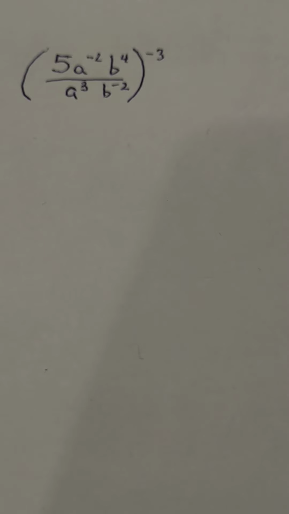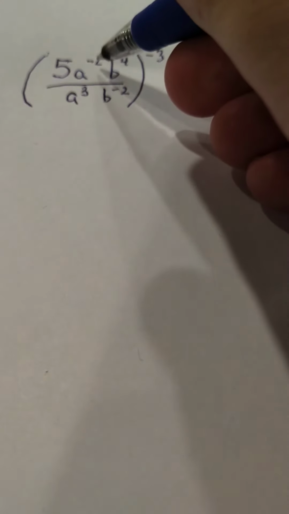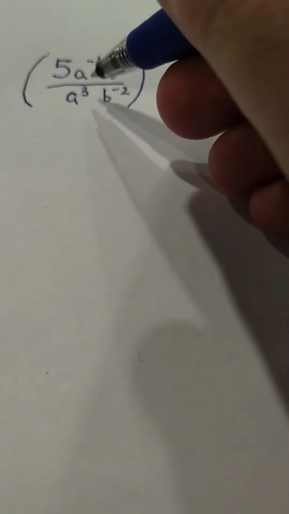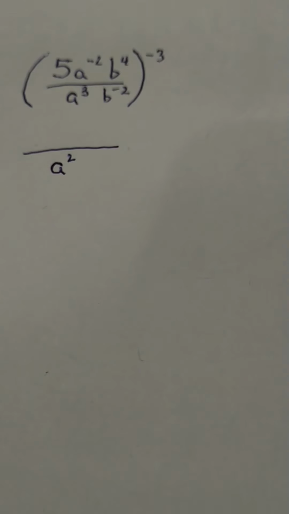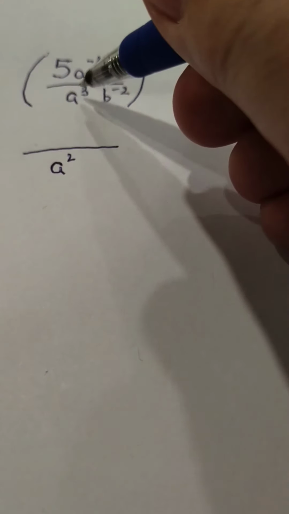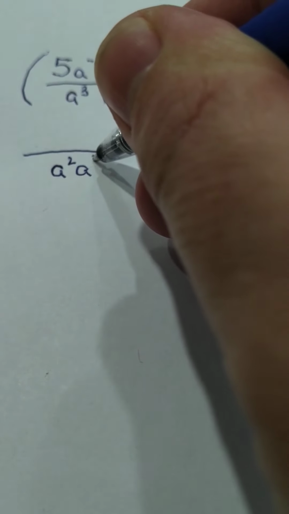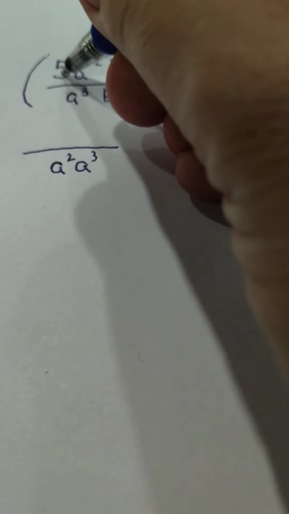Okay, hopefully you tried it. And what I'm going to do is find the inverse of every negative index. So that means I'm going to find the inverse of a to the negative 2, and I'm going to move it down to the denominator. And that's exactly what I did. This a to the 3rd, I'm not going to move at all. I'm just going to leave it here. Okay? This 5, I'm not going to move because it doesn't have a negative index.